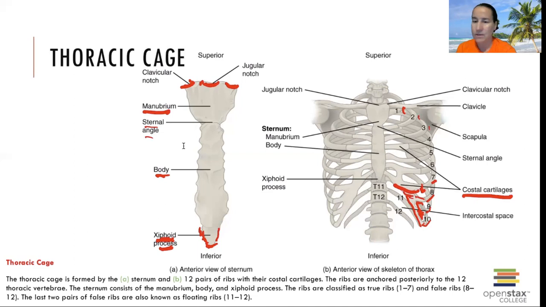So 8, 9, 10 are considered false. 11 and 12 are also considered false. 11 and 12 are down here. Whoops, can't see them, but they're back here. They don't have any costal cartilage. They are floating. 11 and 12 are floating, but they are still considered false ribs. So rib numbers 8 through 12 are falsies, and out of the falsies, 11 and 12 are the floaters. 1 through 7 are true ribs, where they connect directly to the sternum with their own costal cartilage. Those are the ribs.